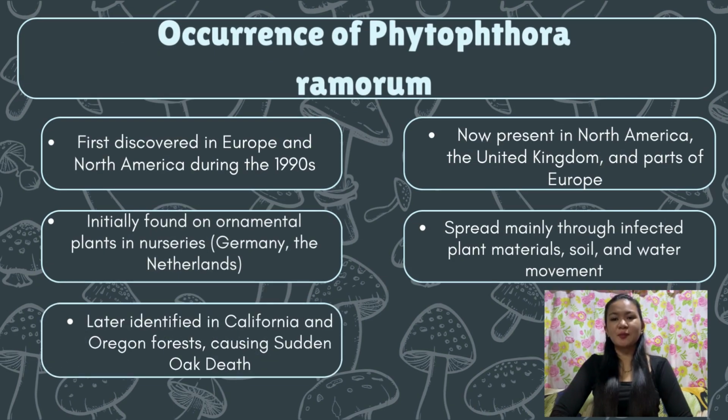Phytophthora ramorum is a plant pathogen that was first discovered in the 1990s, both in Europe and North America. It was initially found in nurseries, particularly in Germany and the Netherlands, where it infected ornamental plants such as rhododendrons. Later on, it was identified in forests in California and Oregon, causing a serious disease known as sudden oak death. Over time, this pathogen has spread to other regions, including parts of Europe and the United Kingdom, and also Canada.